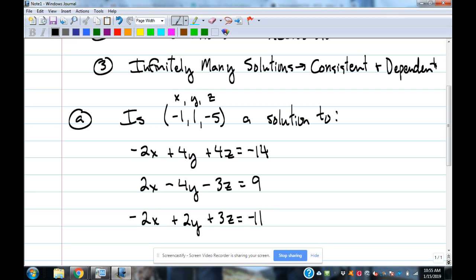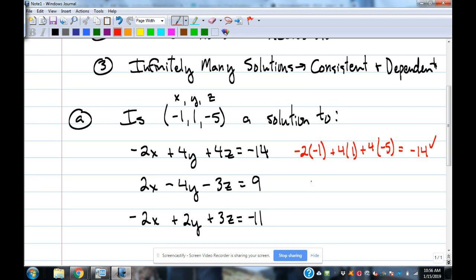Plug them in. It has to work in how many? All three to be a solution to this system. So we're just going to check it by saying -2 times -1 plus 4 times 1 plus 4 times -5. We're going to see if that equals -14. So that would be 2 plus 4 is 6 plus -20. 6 plus -20 is -14. It checks in the first one.